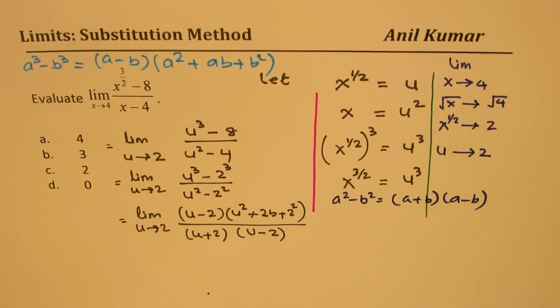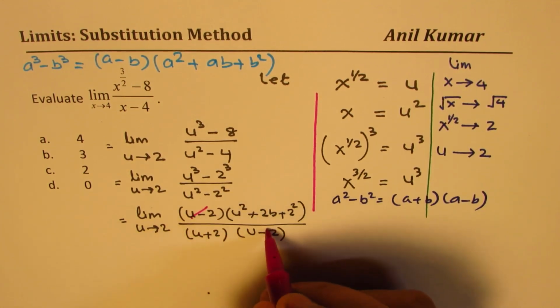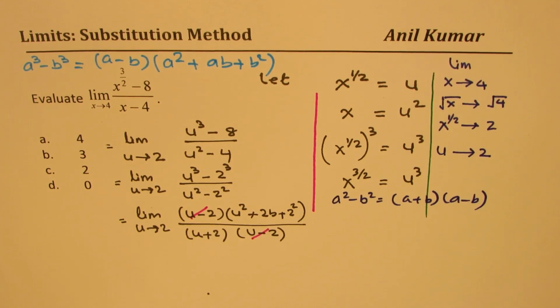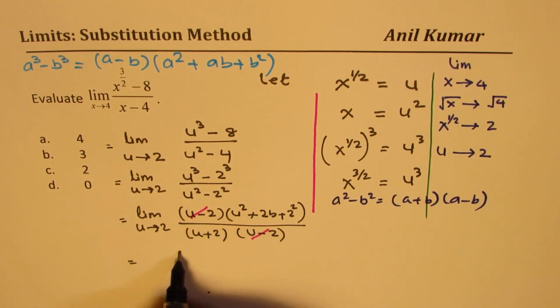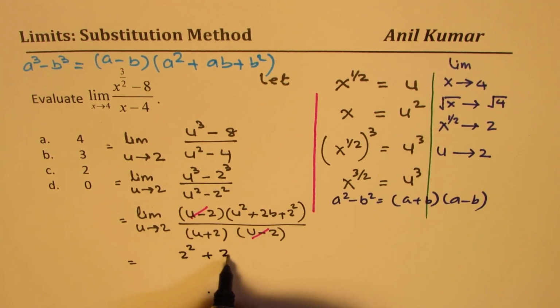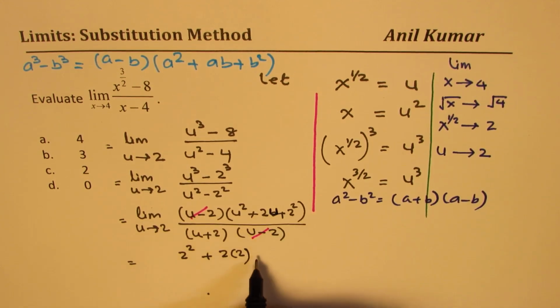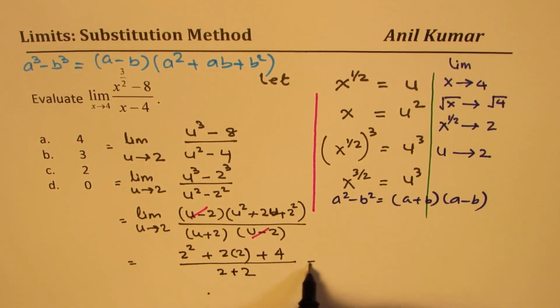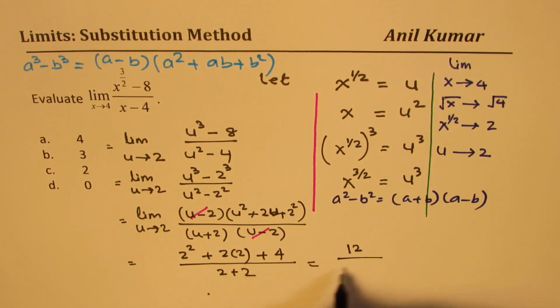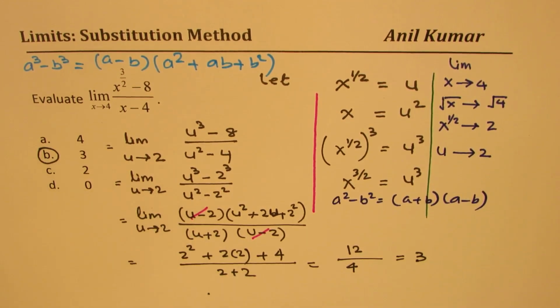Now u minus 2 from the numerator and the denominator can be cancelled. So these two common factors get cancelled. Now you can substitute u as 2. Perfect. So when you substitute u as 2, you get 2 square plus 2 times 2, which is 2u, plus 2 square, which is 4, over 2 plus 2, correct? So which is 4 plus 4 plus 4, that is 12, divided by 2 plus 2, which is 4, and that gives you 3. So option B is the right option. Is that clear to you?